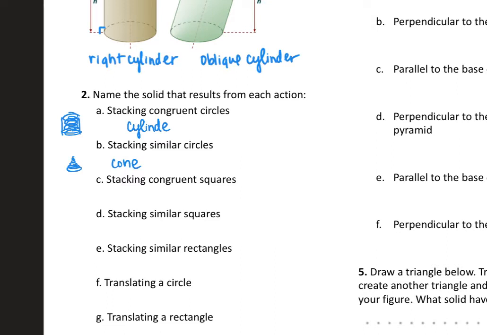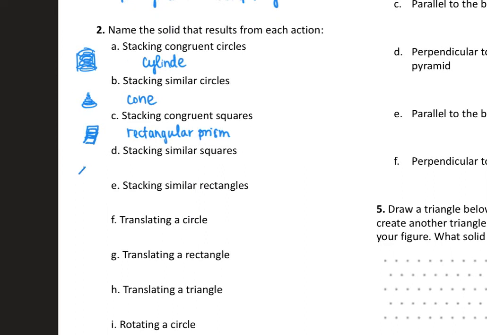Stacking congruent squares, that would make a rectangular prism or a cube. But remember, we can always call anything a rectangular prism. A cube is special because it's equal on all sides. Stacking similar squares, so that means the squares get smaller and smaller and smaller, which means they come to a point, which would make a square-based pyramid.